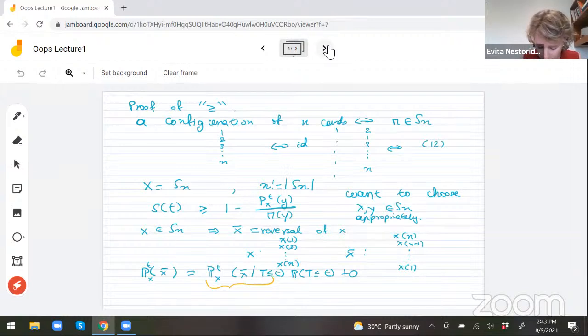But as I said, this argument that I'm showing you now is generalized more easily. This quantity, if you know that n-1 cards have been selected, then this does not depend anymore on the starting point.